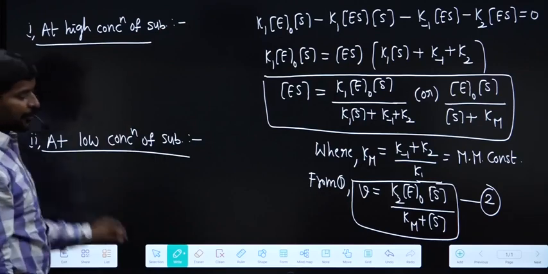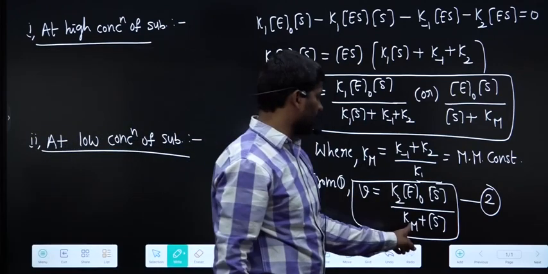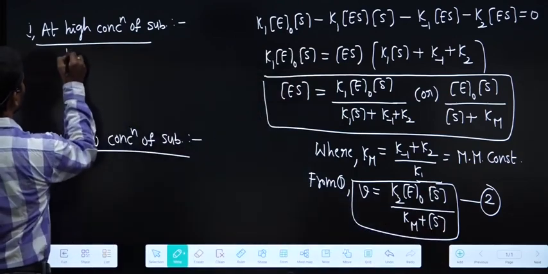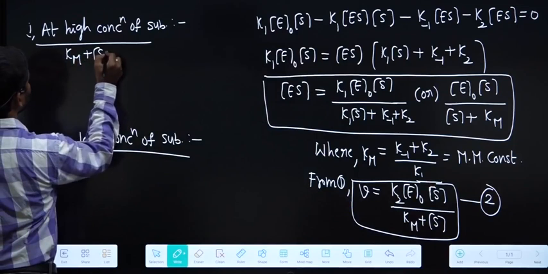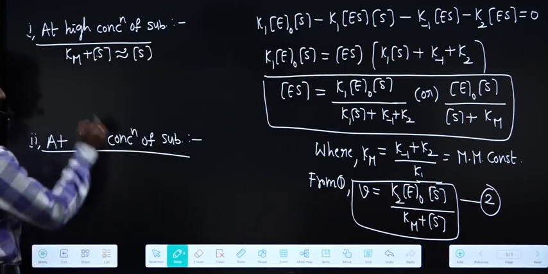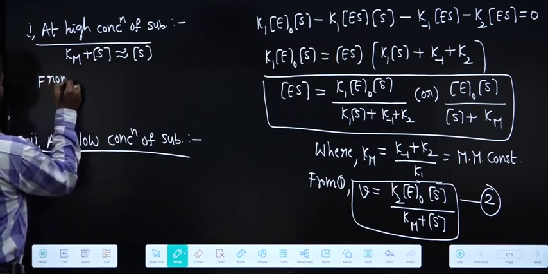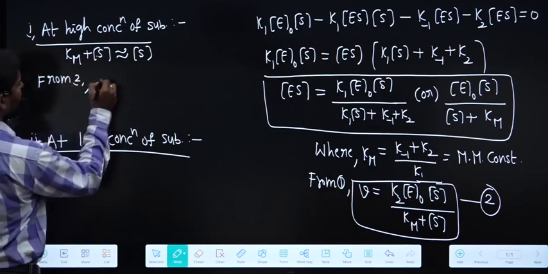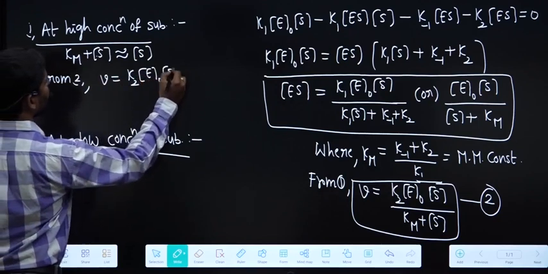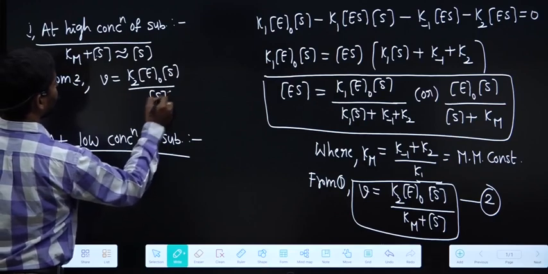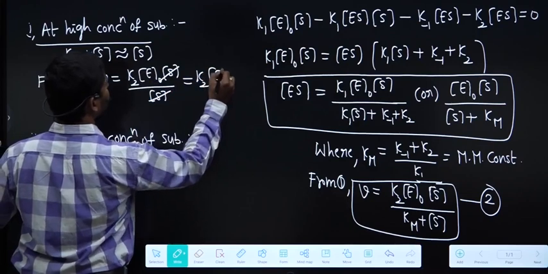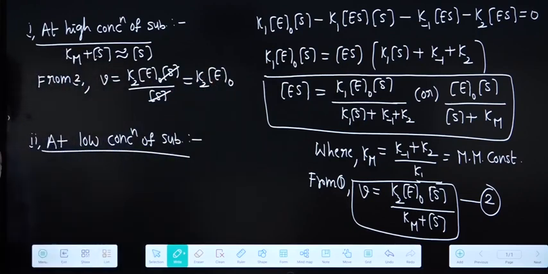At high concentration of substrate, Km can be neglected compared to S. So Km plus S we can write as S. From equation 2 we get V is equal to K2 into E naught into S by S. S and S get cancelled, so we are getting K2 into E naught.